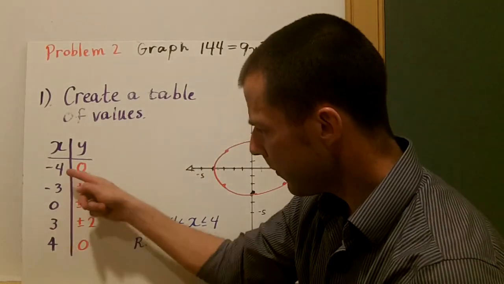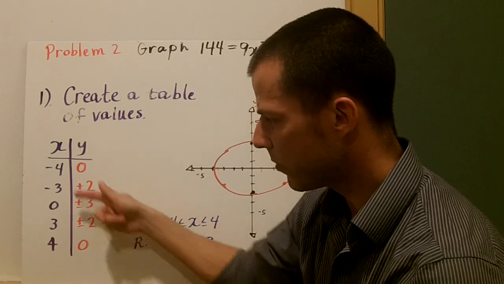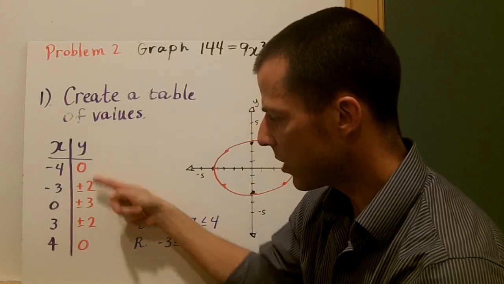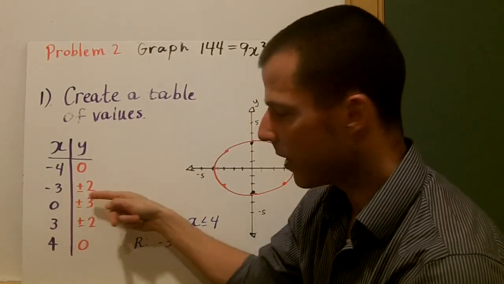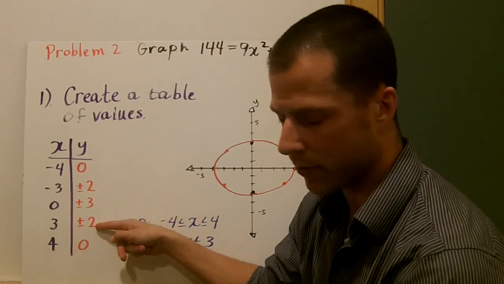Okay. And so we're going to make a table of values. Here are the x values I chose, and here are the outputs. When I plug in -4 and 4, I actually get 0. When I plug in -3, I get plus or minus 2. 0 gives plus or minus 3. 3, I get plus or minus 2.